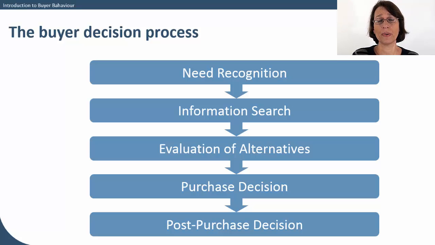This is called the buyer decision process, and there are 5 stages from need recognition all the way through to post-purchase decision. This model or diagram assumes that when a consumer buys a product or a service, they will go through these 5 stages in a logical format from beginning to end.